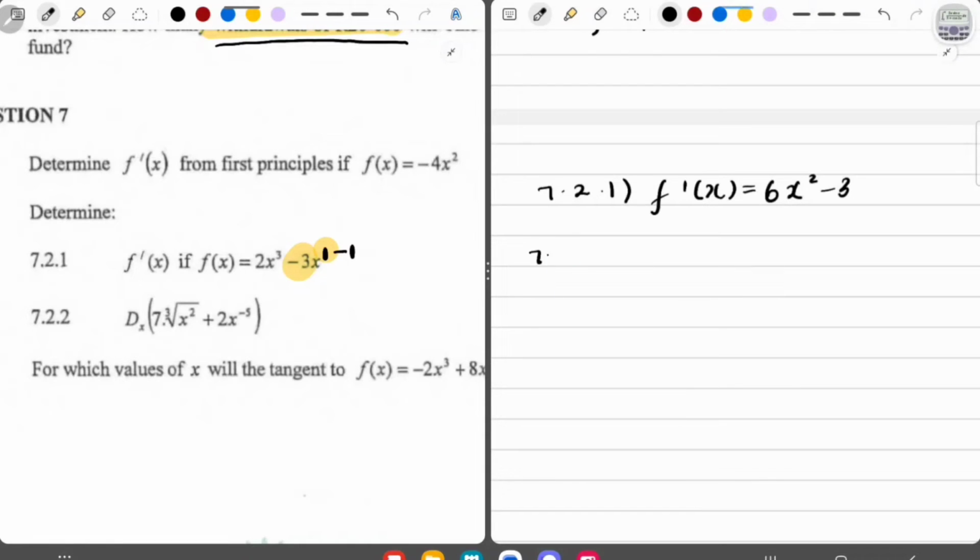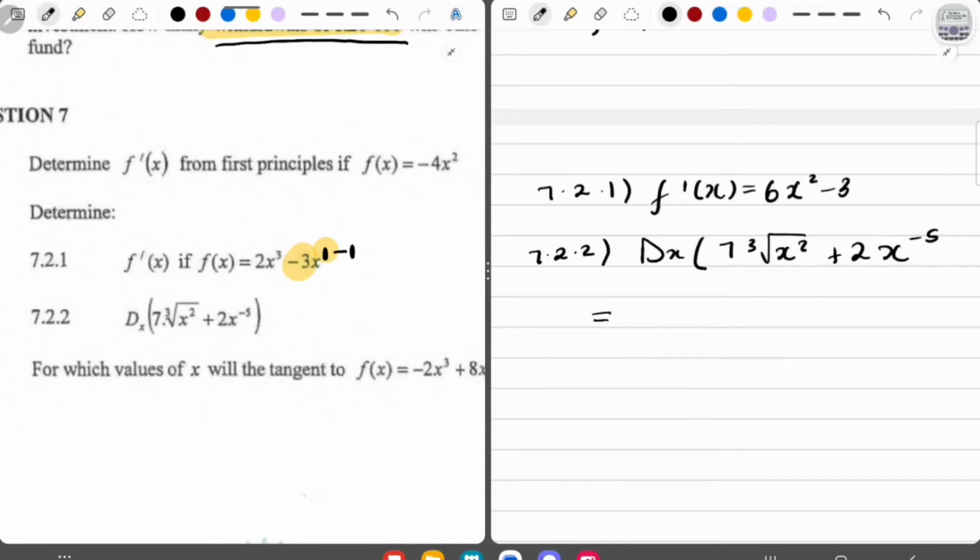Okay, moving on to the next one. In the next one, this is what we have. We have d/dx, and I'm just going to rewrite this one. We have 7 times the cube root of x squared, plus 2x raised to the power of negative 5. So it's nice that they already put that in a form that you don't have to move it yourself, because normally it should have been on the denominator. Then you would have to actually push it up to the numerator. But they've already done that for you. So it's only the surd that we need to look at.